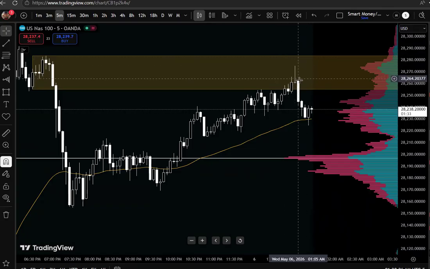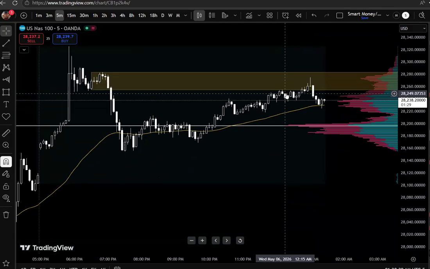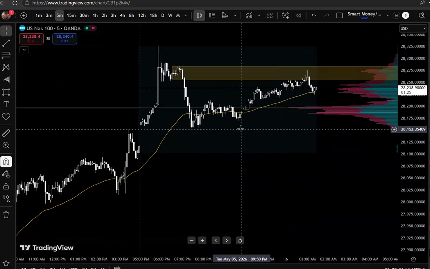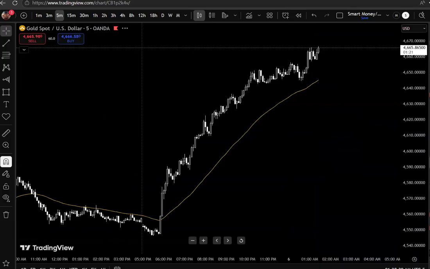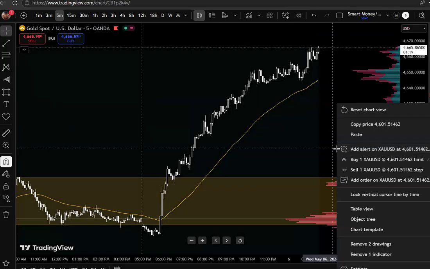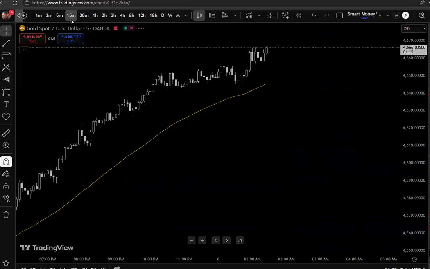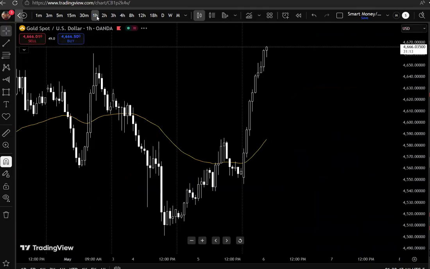But when you see them inside of your zone, that's when they're magical. All right. Just wanted to show you guys that right quick. Let's see if we could do one. If I want to show you guys one more, let's look at gold right quick. Let me see. Remove my drawings. All right. So let's go to the 15. Let's go to the 1 hour.